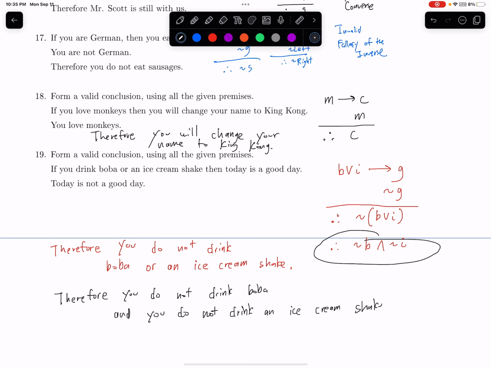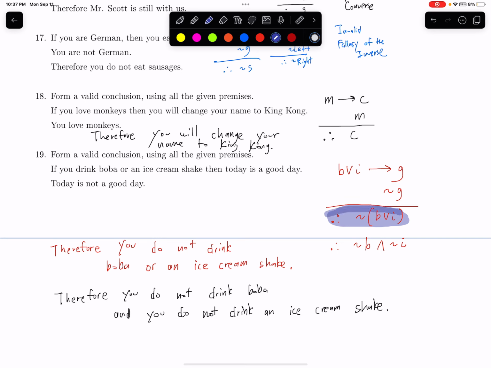And if you think about it, both those things mean the same thing, right? If you did not drink boba or ice cream shake, that means you did not drink boba and you did not drink an ice cream shake. That means the same thing, right? Just two different ways of phrasing that same exact thing. And looking at that, it makes sense that it is an application of De Morgan's laws. It does make sense that those things are logically equivalent, because they do mean the same thing. So either form of the answer is correct.